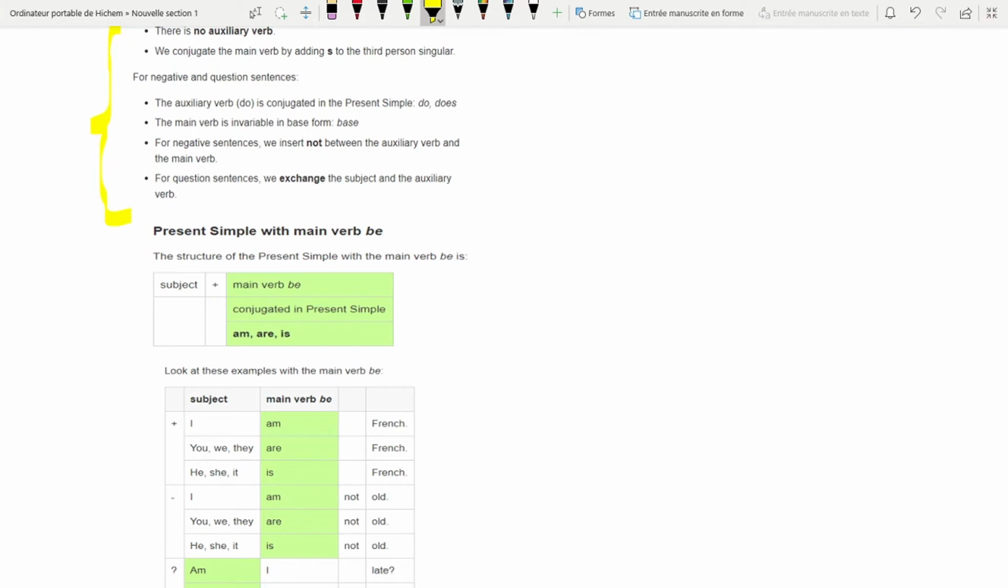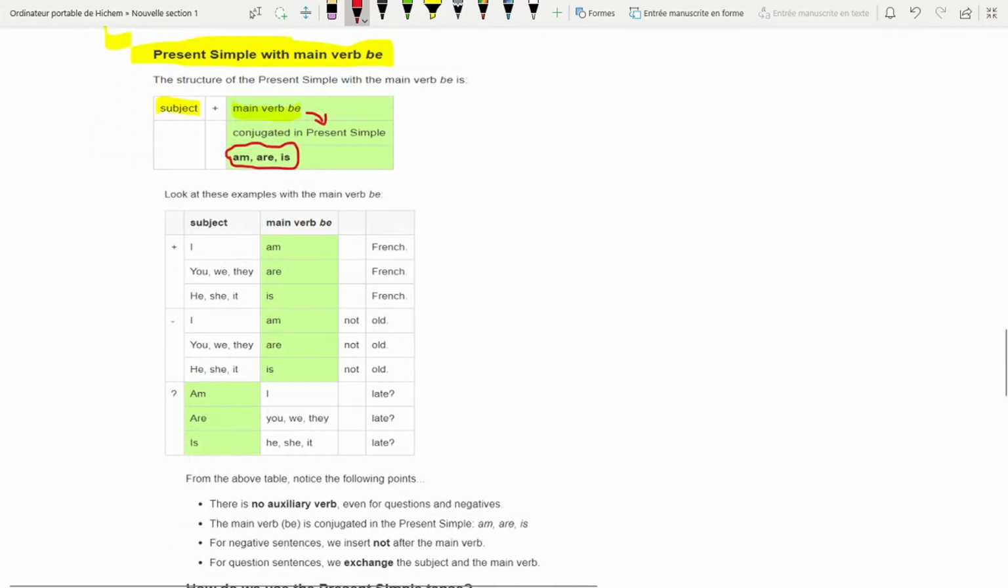But here in the present simple with main verb be, we're speaking about be as the main verb of the sentence. I'm going to highlight the section. The structure of the present simple with the main verb be is very important. We start with the subject, then we add be, and be of course is conjugated in the present simple. These are the forms of be in the present simple. We're going to see the examples, and you will see when you are going to use am, are, or is.